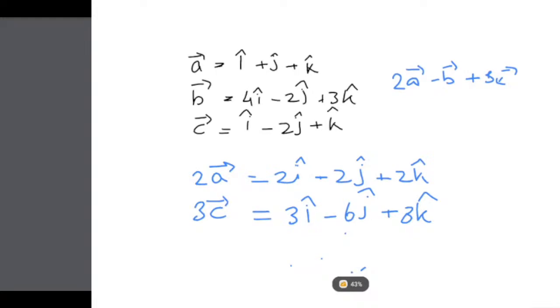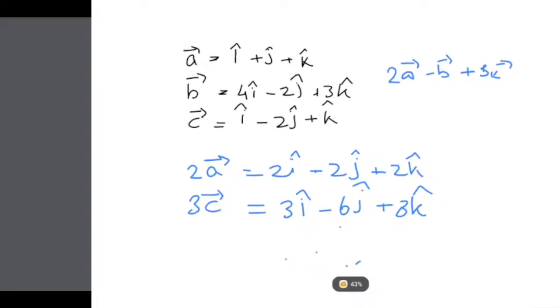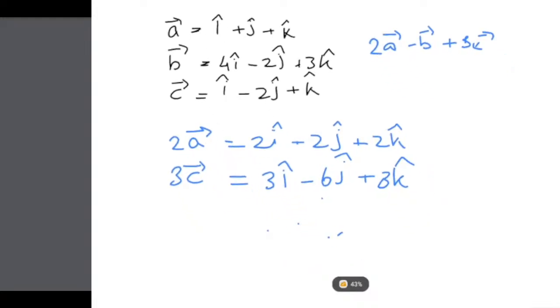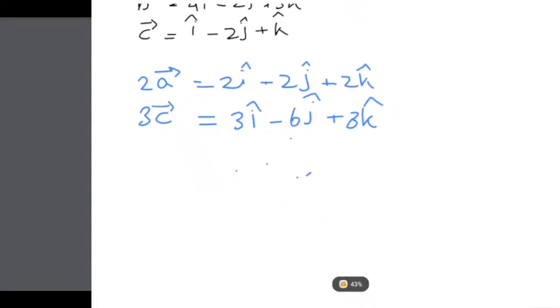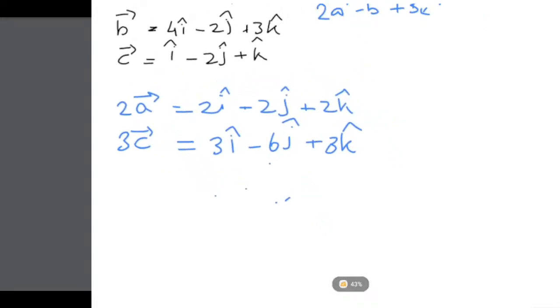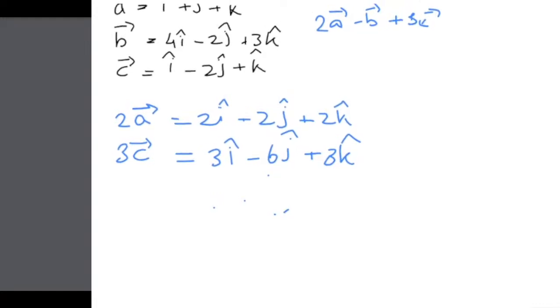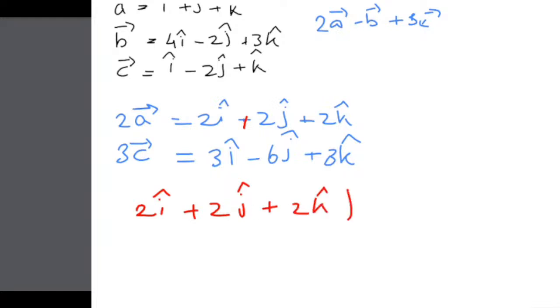Now what we have here, we have to subtract: 2A vector minus B vector. So what is that? 2I cap plus 2J cap plus 2K cap minus 4I cap minus 2J cap plus 3K cap, right?